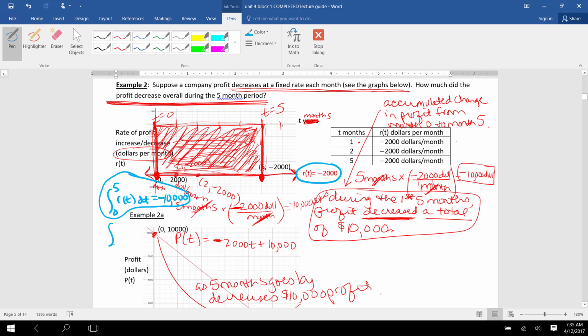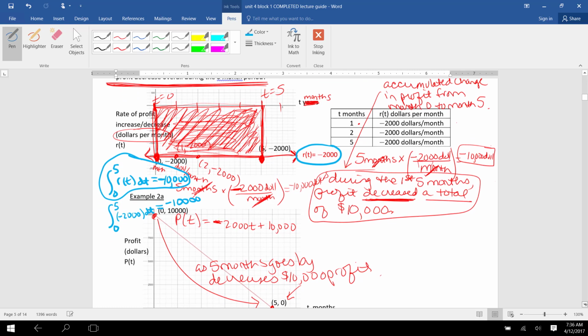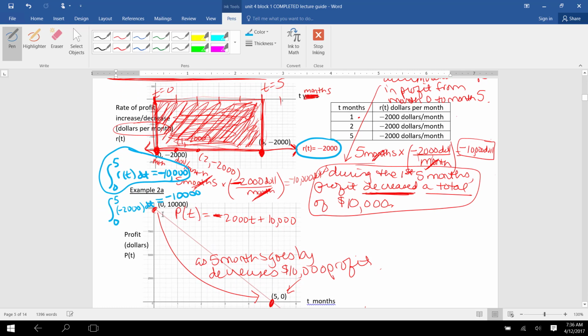R of t can be replaced with negative 2,000 because that's the actual equation. So the integral of negative 2,000 from t equals 0 to t equals 5 is negative 10,000. Again, what did that mean? It meant our profit function went down 10,000 units on the interval from t equals 0 to t equals 5.